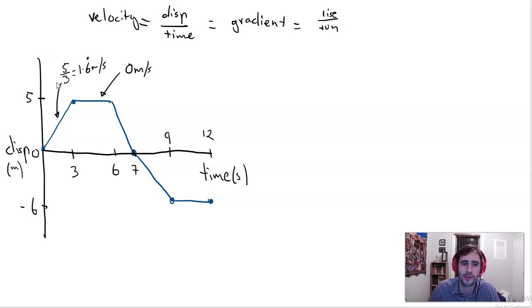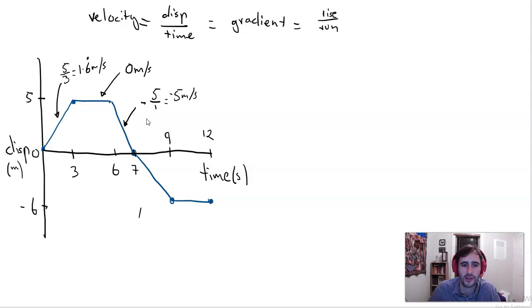Okay. Now this section here, between the 6 and the 7, that's going towards the origin, and it's in a negative direction. So we know it's going to be negative. I'm just going to put that there just to remind myself. Now our rise is 5. The reason it's negative is because it starts off 5 to 0, so it's negative 5, and that's over 1. So it's going to be negative 5 meters per second.